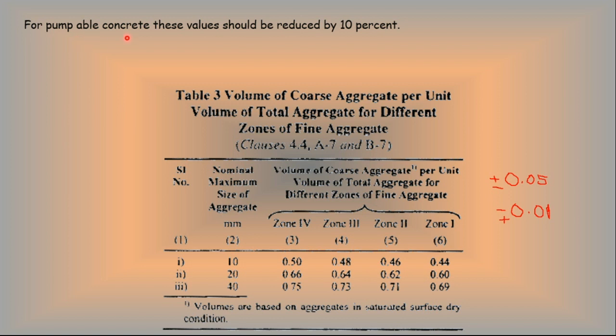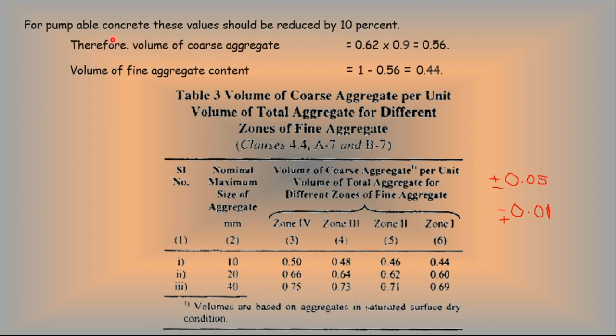For pumpable concrete, now this is for pumping we are doing for placing pumpable concrete. These values should be reduced by again 10%. Therefore, volume of coarse aggregate reduction by 10% comes out to be 0.56. Volume of fine aggregate will become 1 minus 0.56, so 0.44 is the volume of fine aggregate.